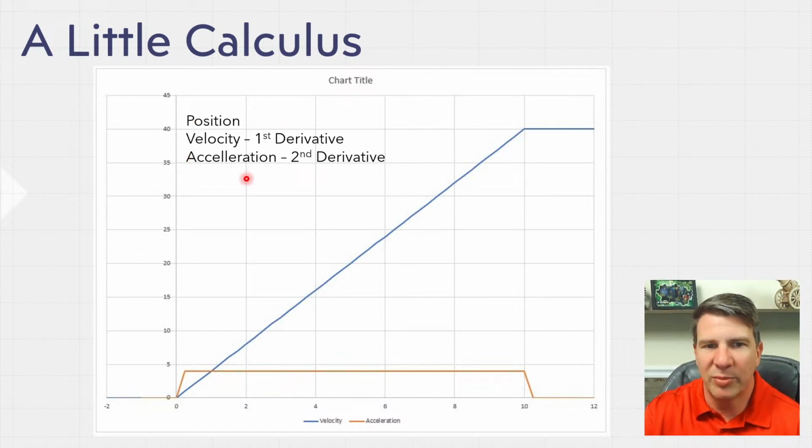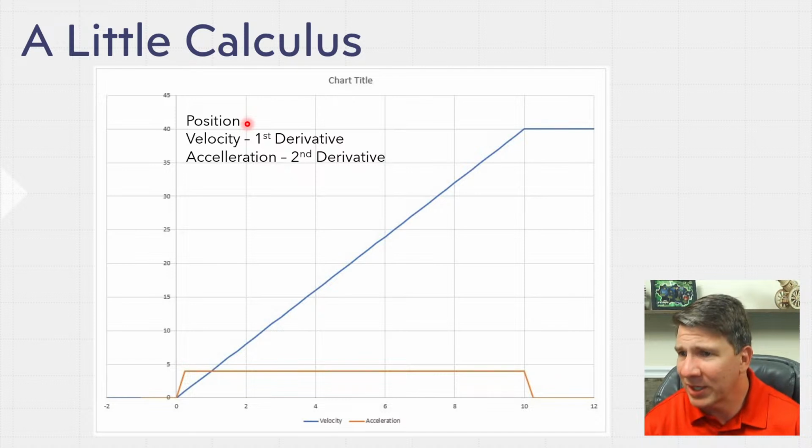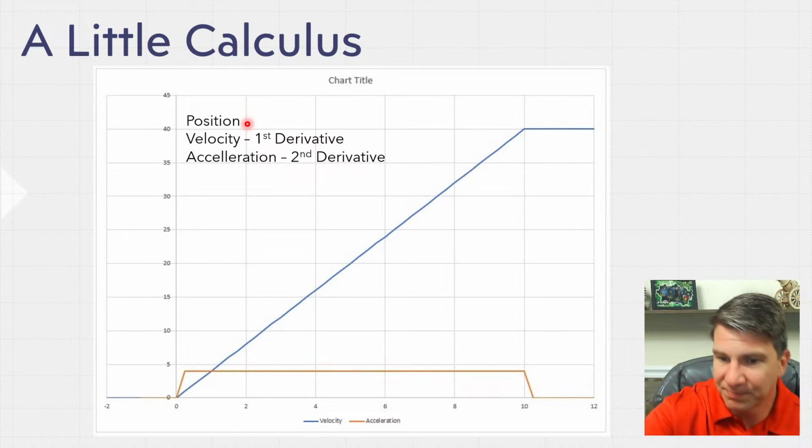So they're all related by calculus, in which if I take the area under this curve right here, I'm going to get this line. If I take the area under this line, I'm going to get position. And those are integrating and derivating of each other. My point here is to tell you that they're all related. Don't get caught up in the math.